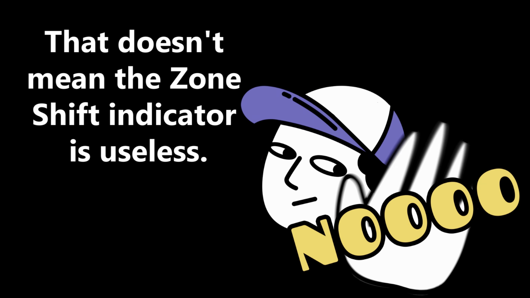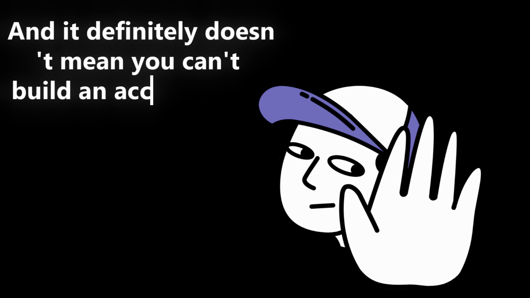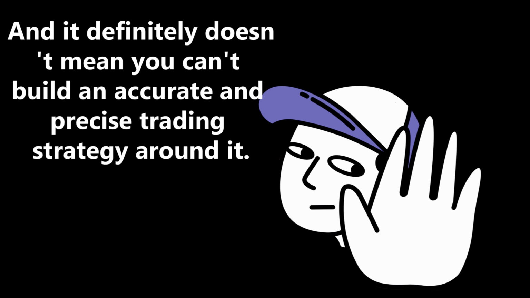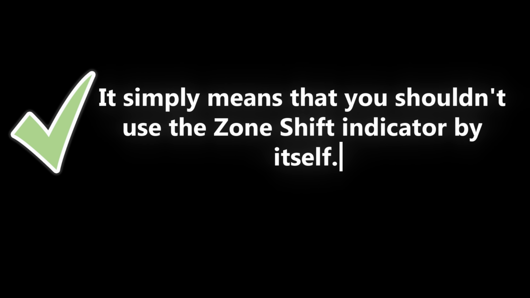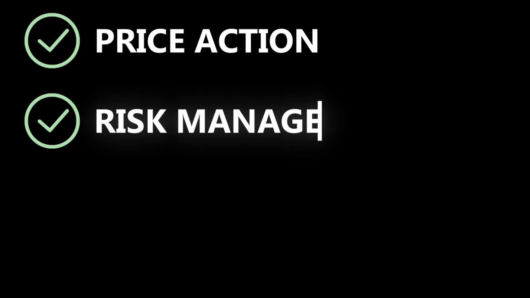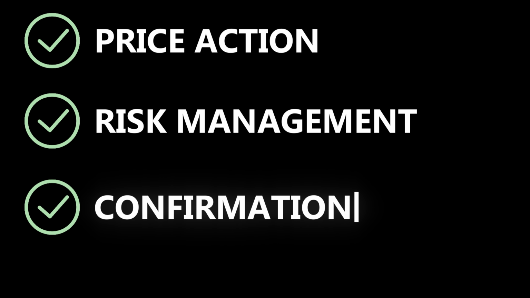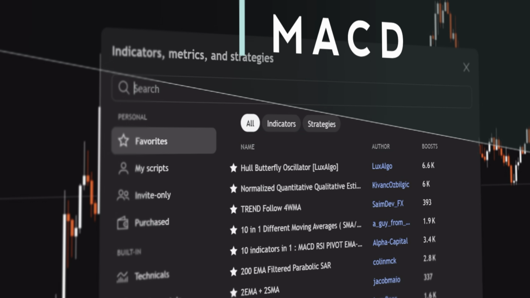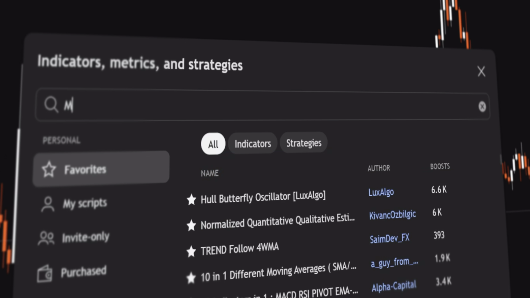But wait a minute. That doesn't mean the Zone Shift indicator is useless, and it definitely doesn't mean you cannot build an accurate and precise trading strategy around it. It simply means that you shouldn't use the Zone Shift indicator by itself. You need price action, you need risk management, and you need confirmation. So let me show you how to do that. For confirmation, we're gonna use the MACD, Moving Average Convergence Divergence indicator, but not the way most retail traders use it.